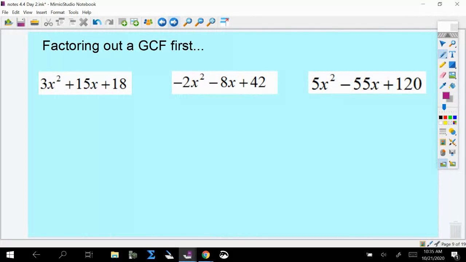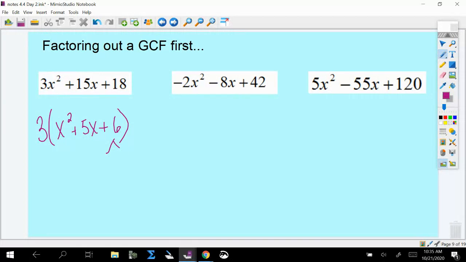Here's the last thing in this video. So if you kind of fast forwarded to here, this is the end. If there is a GCF first, more than just a negative, so we've already dealt with a few that have a negative, you want to take that out first. So for example, in this first one, you can take a 3 out of every term, leaving you with x squared plus 5x plus 6.